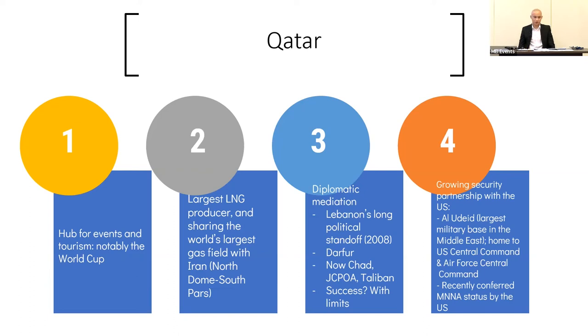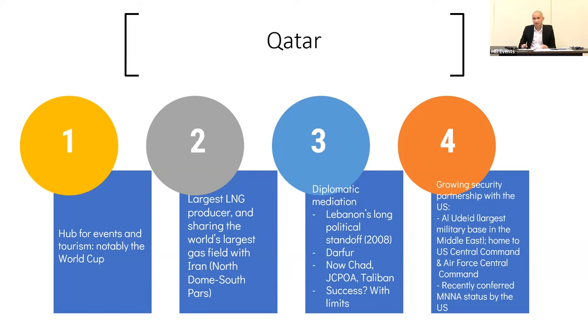Finally, being able to have such a proactive foreign policy is also because of its security partnership, especially with the US. Al Udeid military base is the US's biggest one in the Middle East, and also home to the US Central Command and the Air Force Central Command. Most recently, Qatar has also become a major non-NATO ally of the US, which means it gets to enjoy more security cooperation benefits from Washington.